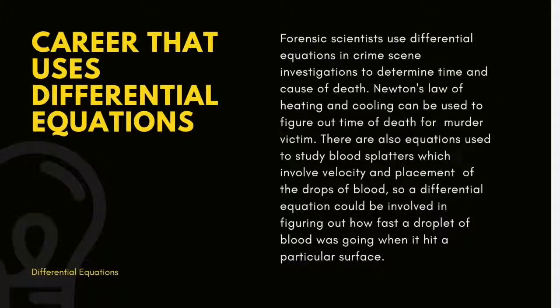So I figured that they probably also use differential equations to figure out the velocity of the blood drops, so they can figure out the velocity at which someone is hit by looking at how fast the blood flew from their body, which is super morbid, but they can just look at these blood splatters and know the velocity and know how quickly someone died, which is really interesting.